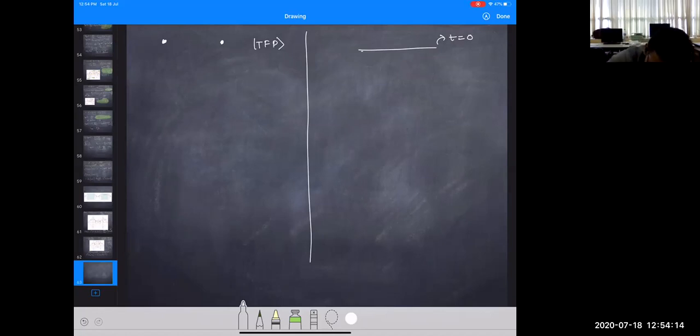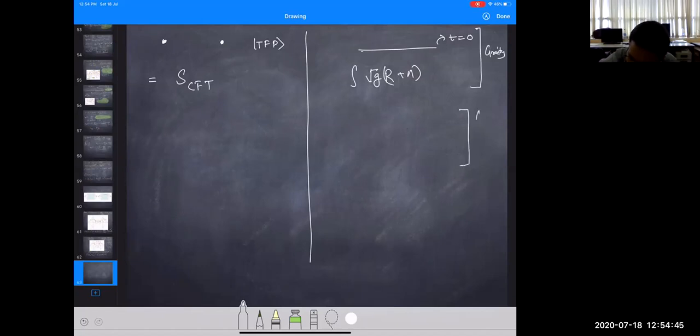This would be equivalent to writing S_CFT on the CFT side, and that would be equivalent to writing the action root g R plus lambda on the bulk side. Now, what I really want is to put some scalar fields. First of all, this first section which I have drawn here is just gravity. So this is the AdS/CFT correspondence for gravity. Now I want gravity, but I want fields also. I want fields on it.